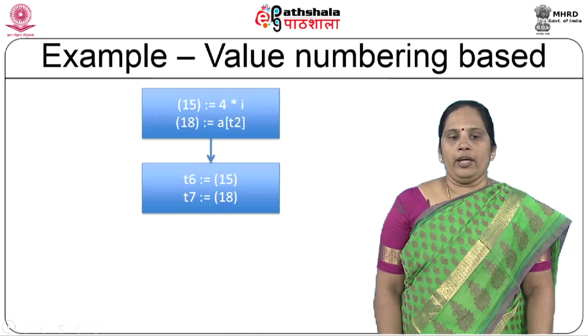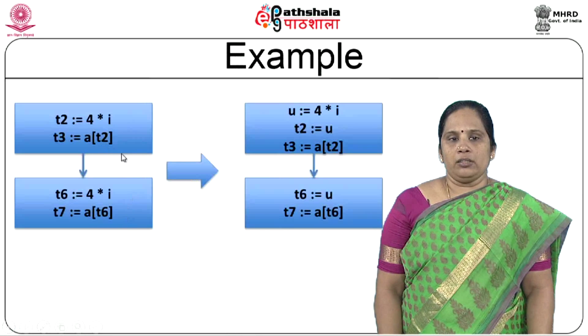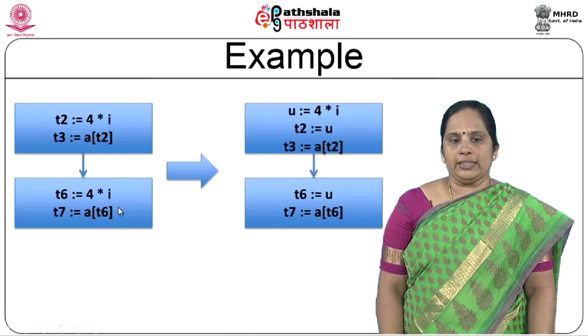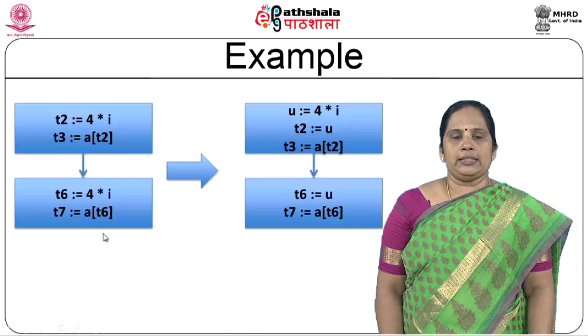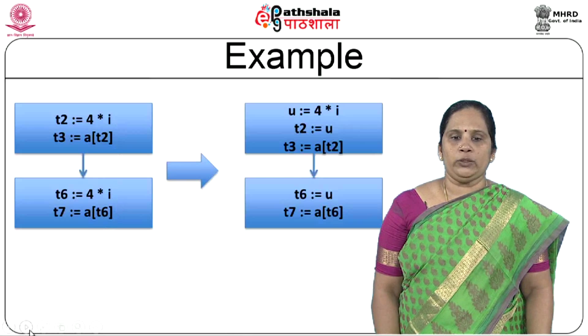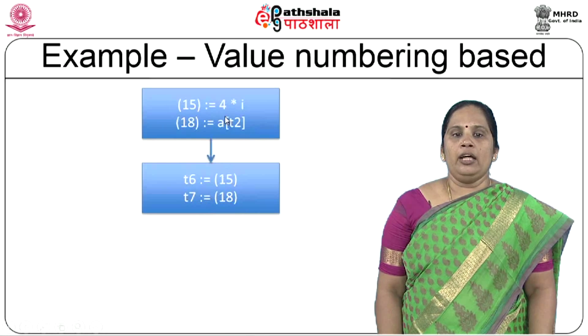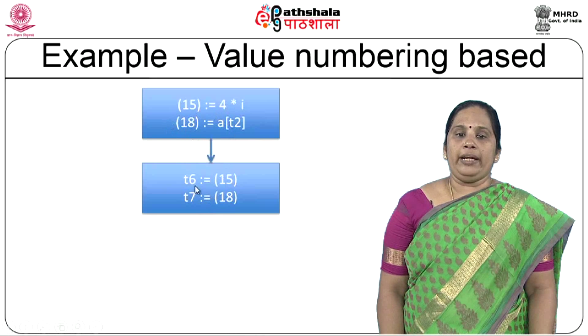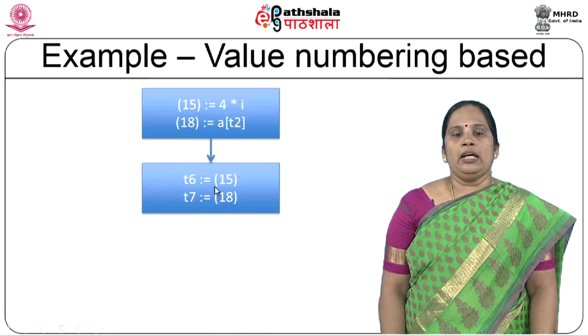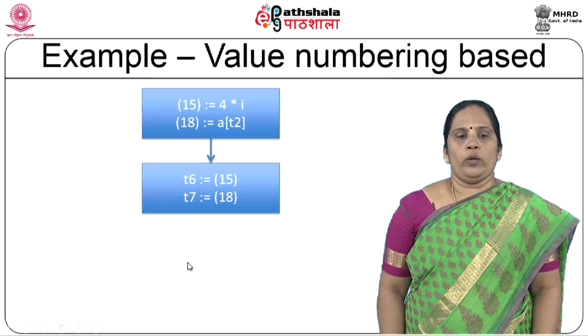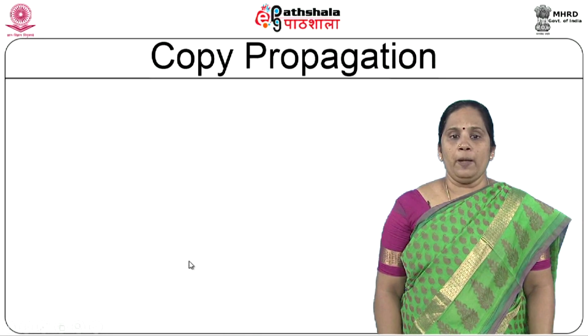As we already know A of T2, because this is also A of T2, this is also A of T6. We already know T2 and T6 are common expressions, therefore, I can replace one with the other. Therefore, here A of T2 is computed in line number 18, the same thing can be looked upon as assignment to T7. So, this is one more thing of global common sub expression elimination.